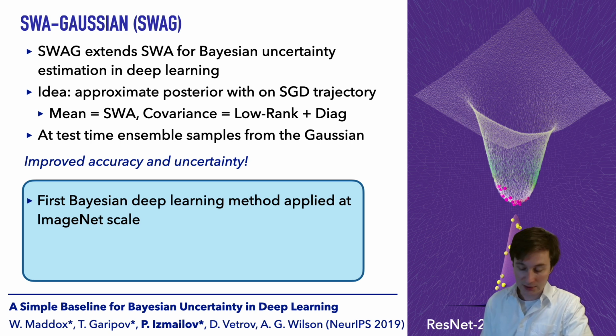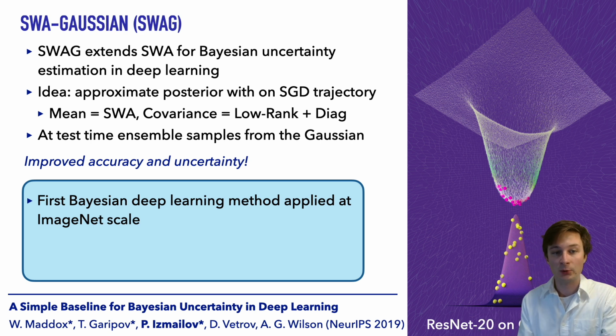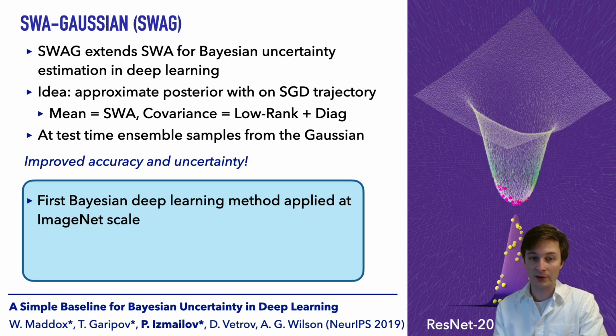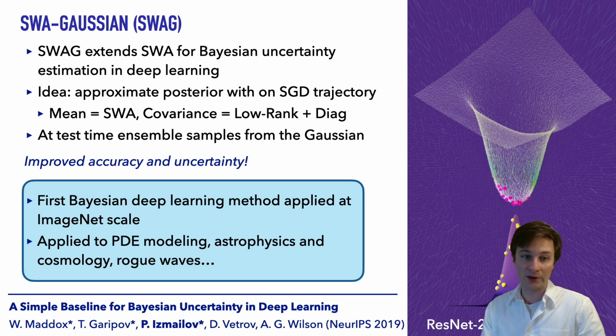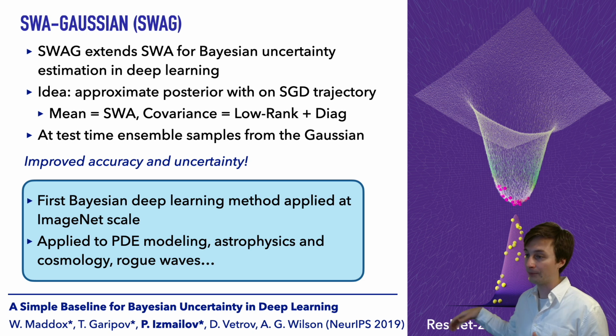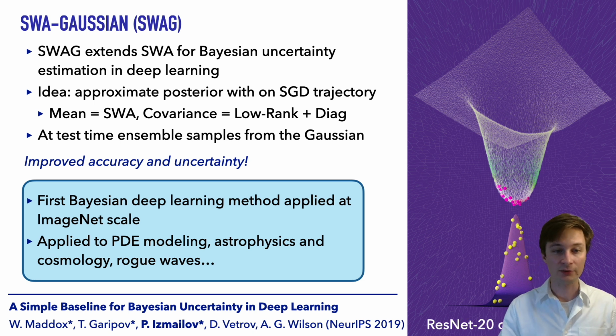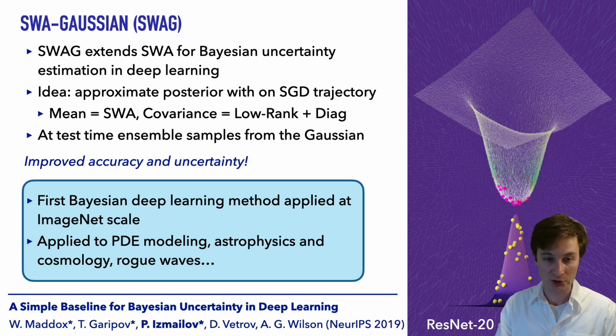So back in 2019, when this paper came out, it was the first Bayesian deep learning method that was successfully applied at ImageNet scale. And it is still fairly popular and applied, especially in the scientific areas and domains such as PDE modeling, astrophysics, cosmology, and for just improved uncertainty estimates without much additional computation.